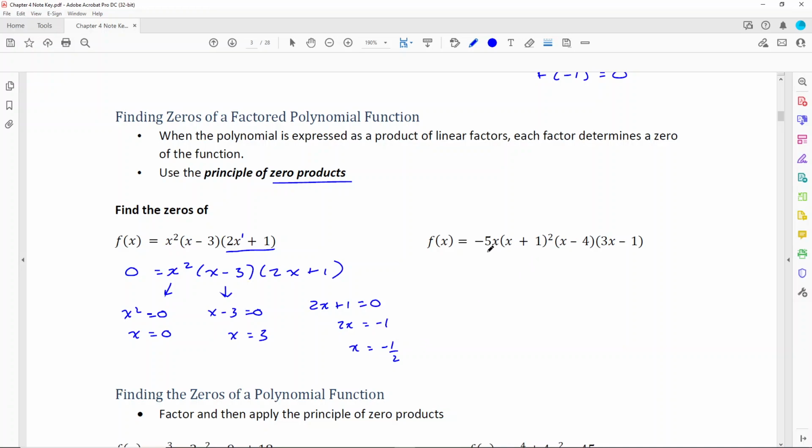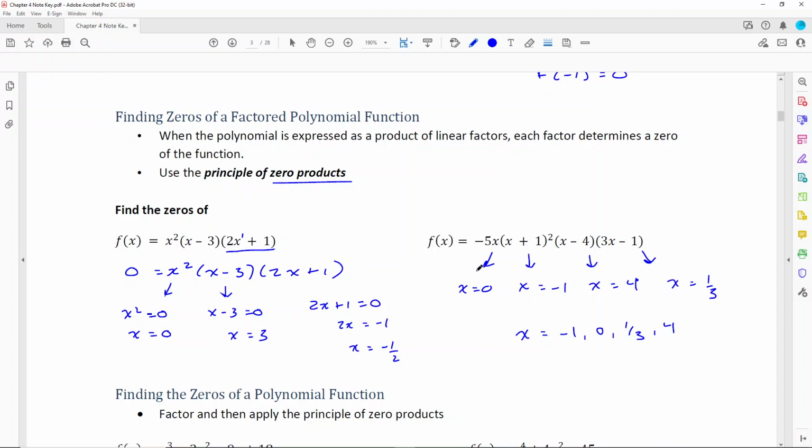All right, pause the video, give this one a go. Okay, so hopefully you did. And so what would make this equal to 0? When x is 0, x equals -1, x equals 4, and lastly, x equals 1/3. I like to write them in numerical order, so I'll often say x equals -1, 0, 1/3, and 4. And if you're looking at the back of the book, they should be written in numerical order as well.